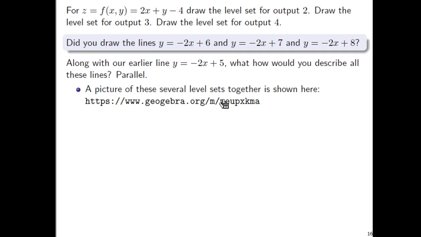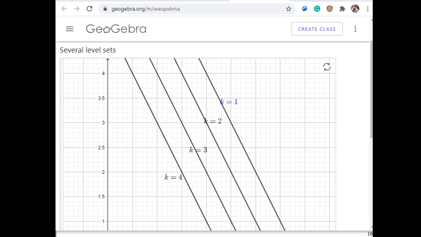And so let's just see a picture of several level sets all together by clicking on this link. Okay, so it looks like this, right? So for that function, it's not as complicated as the kind of wacky function we saw a moment ago, but here's the level set for output 1, here's a level set for output 2, here's a level set for output 3, here's a level set for output 4.